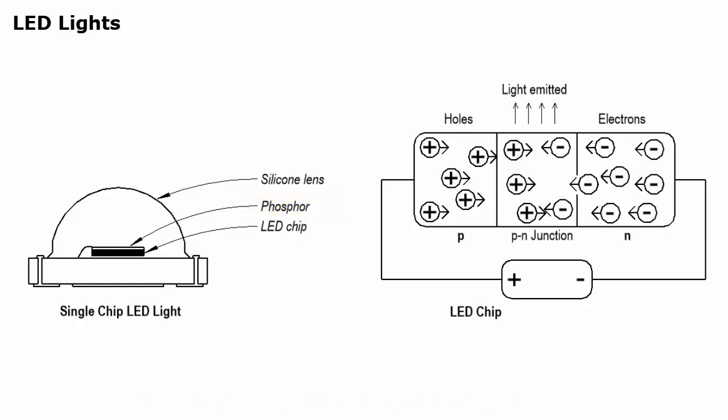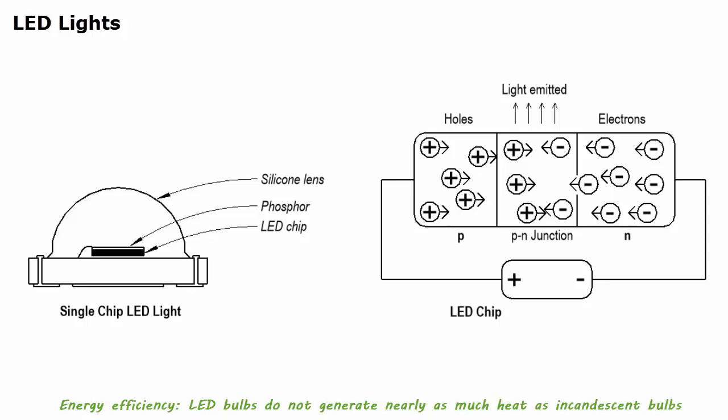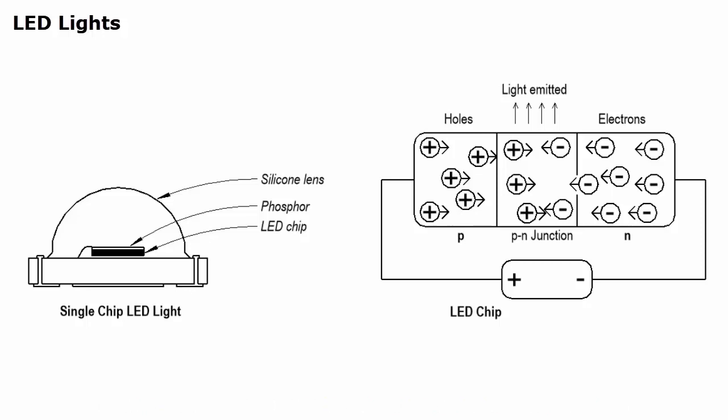Two major advantages of LED lights include energy efficiency. LED bulbs do not generate nearly as much heat as incandescent bulbs for producing the same amount of light. Long life. LED lights can last up to 50,000 hours, while incandescent bulbs burn out after 1,000 to 2,000 hours, and CFLs after around 15,000 hours. LED lights can also be dimmable and good for color rendering.